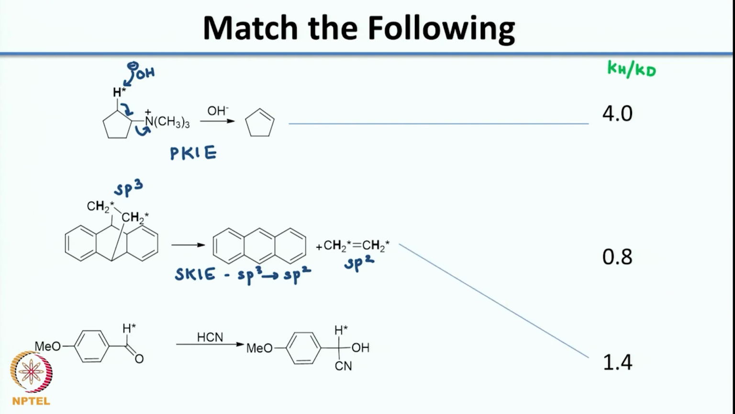Now, you know that the last answer is 0.8, and why is that? Here again, is the CH bond broken in the reaction? No. So, it is a secondary kinetic isotope effect. And what is the hybridization change? Here you have sp2, here you have sp3. So, you are looking at sp2 to sp3, which is why you have an inverse effect.